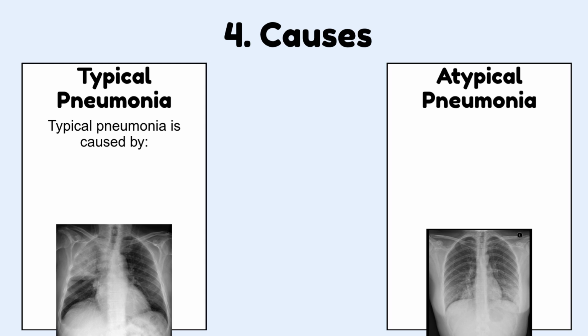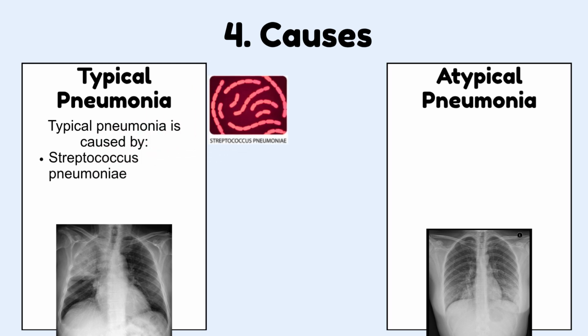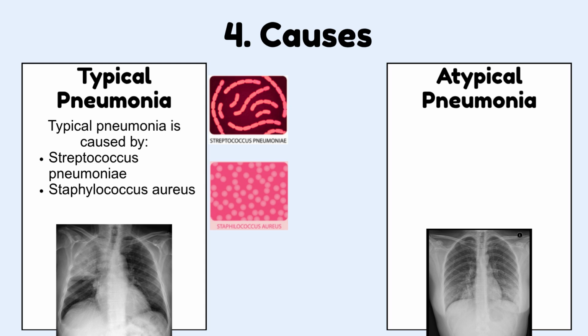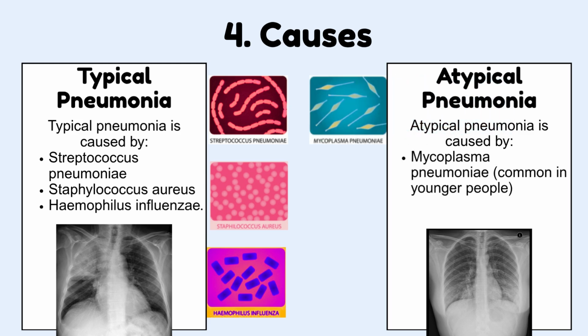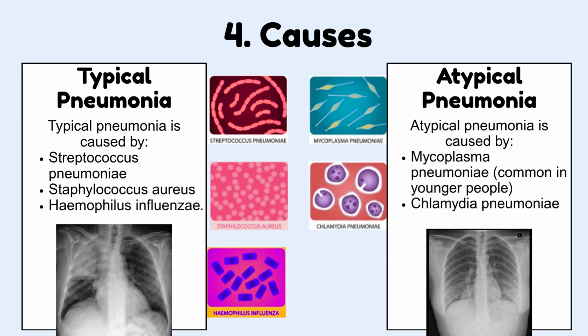Typical pneumonia is caused by Streptococcus pneumoniae, Staphylococcus aureus, and Haemophilus influenzae. Atypical pneumonia is caused by Mycoplasma pneumoniae, common in younger people, Chlamydia pneumoniae, and Legionella.